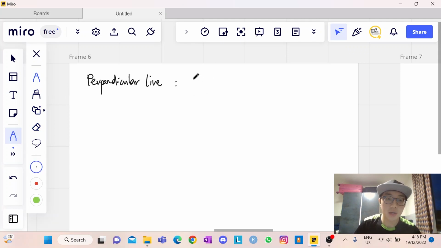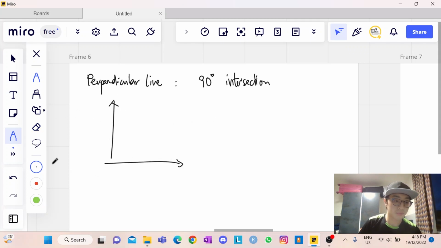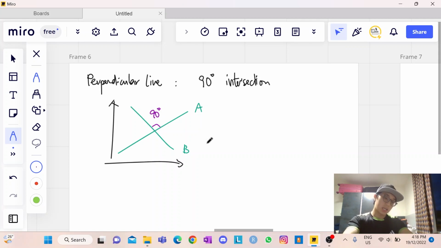A perpendicular line has a 90 degrees intersection. Okay, what does this mean? If we're gonna draw a simple diagram, this is line A and this is line B. Their intersection point must be 90 degrees. Just in case you can't see that, it's a kind of like a square thing. So when 2 lines intersect each other with a 90 degrees in between, they are perpendicular lines.